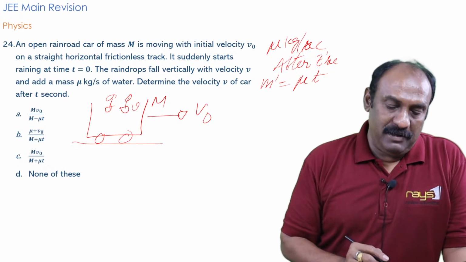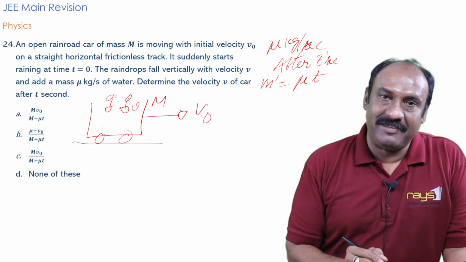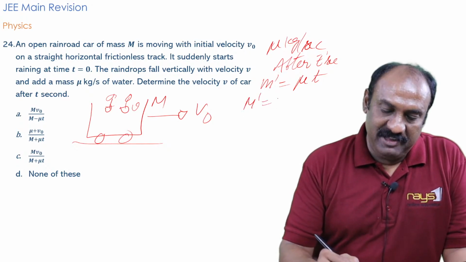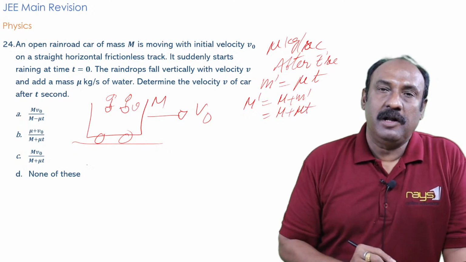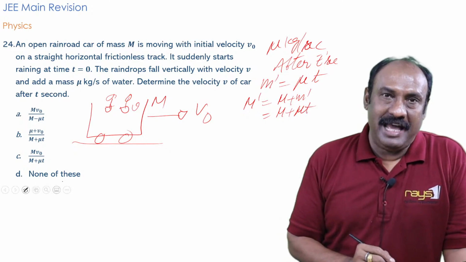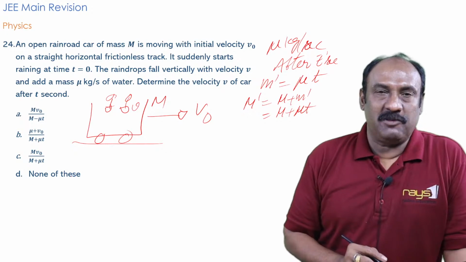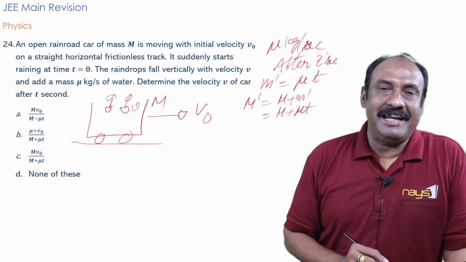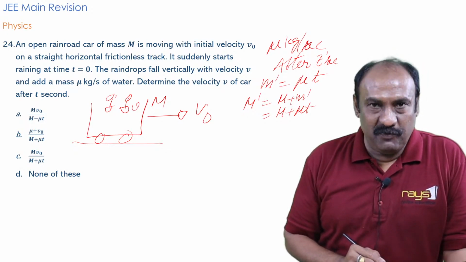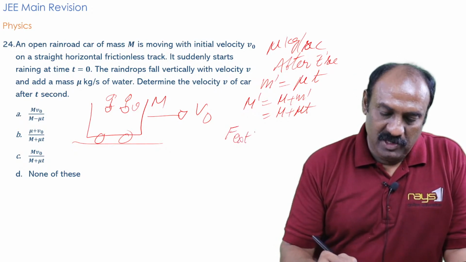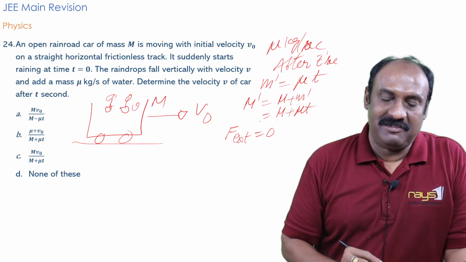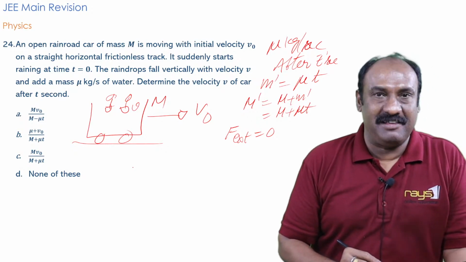So what is the total mass of the tank after t seconds? Total mass of the tank after t seconds is equal to m plus m dash, that is m plus mu t. Now even though rainwater is falling into the tank and fills up slowly up to a certain level, no external force acts on the system. So due to that, external force is 0. When the external force acting on the system is 0, linear momentum is conserved.